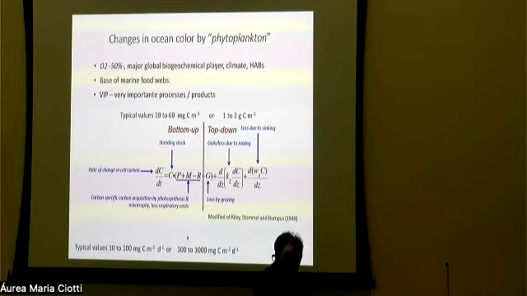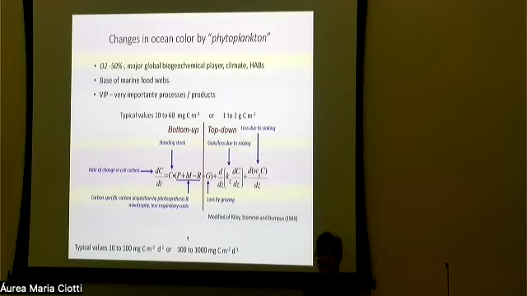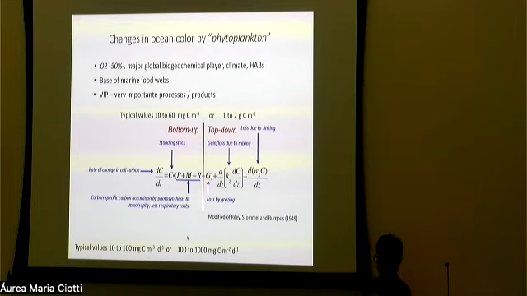So imagine that I can express things in the international system of units, and for carbon and chlorophyll, phytoplankton use milligrams carbon per meter cubed, and a meter cubed is 1 meter cubed. And it's very, very different from 5 liters.